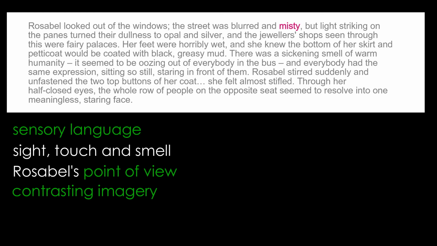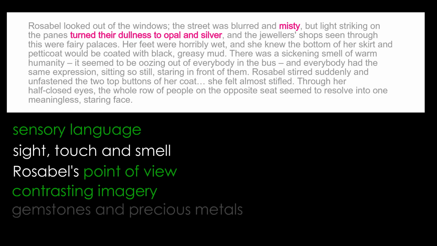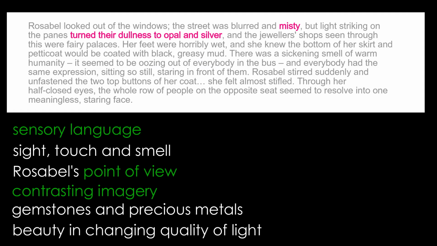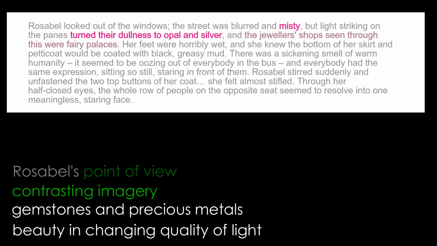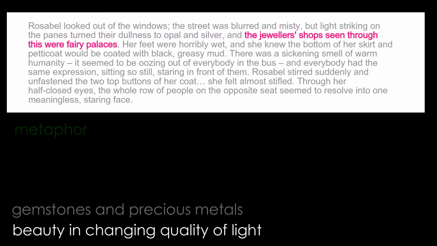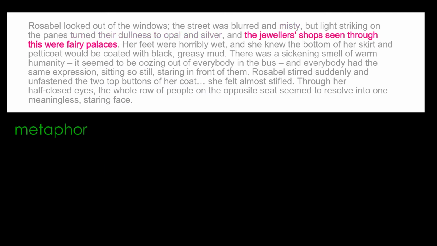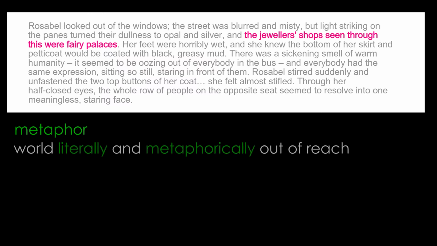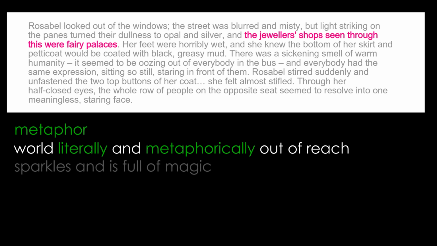The way in which the light plays on the misty windows turns their dullness into opal and silver. The use of words relating to gemstones and precious metals suggests beauty in the changing quality of the light as the bus moves along. These reflections transform the jewellers' shops into metaphorical fairy palaces, with their associations of a world out of reach both literally and metaphorically to Rosabel, which sparkles and is full of magic.